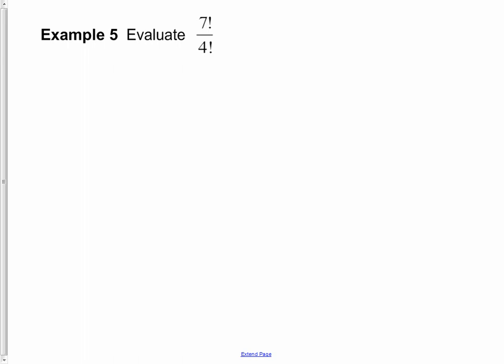So when you are evaluating expressions using factorials, this is kind of a neat little activity that we can go through and do. I could, in this case, write out 7 factorial and 4 factorial. 7 factorial would be 7 times 6 times 5 times 4 times 3 times 2 times 1. 4 factorial would be 4 times 3 times 2 times 1. I could write that out if I wanted to, but there's a little bit easier way to simplify.